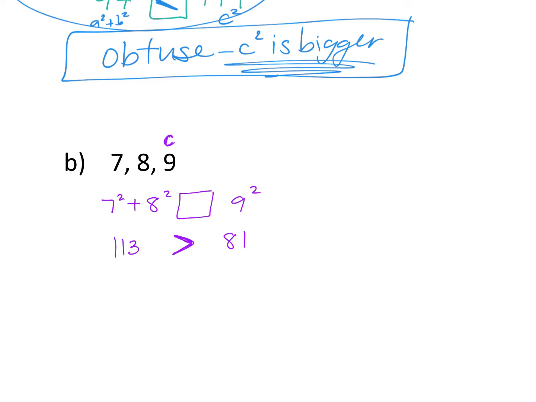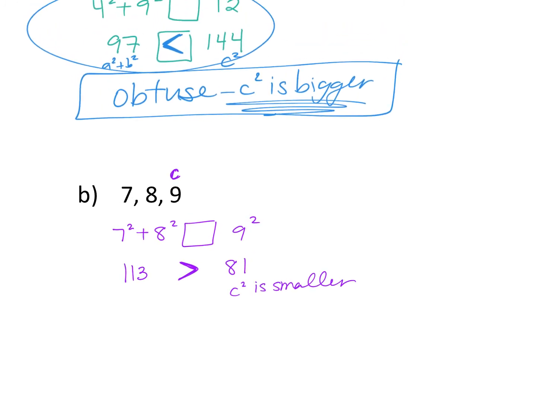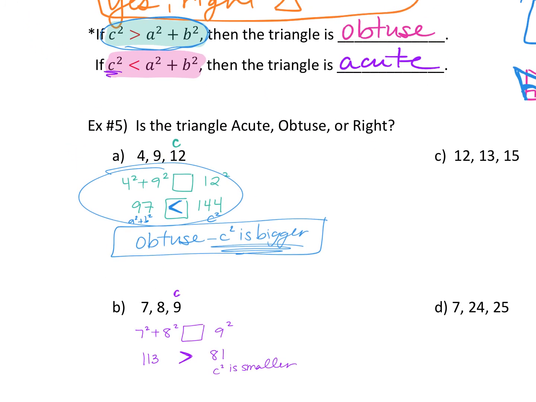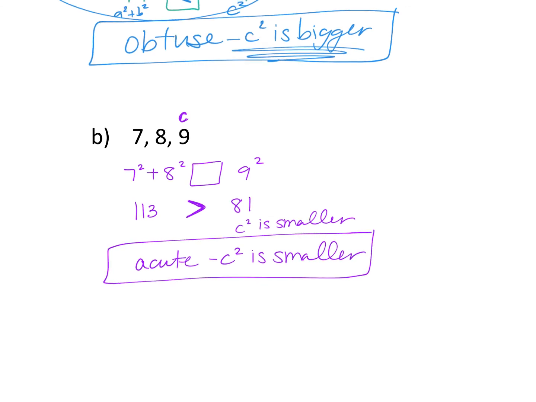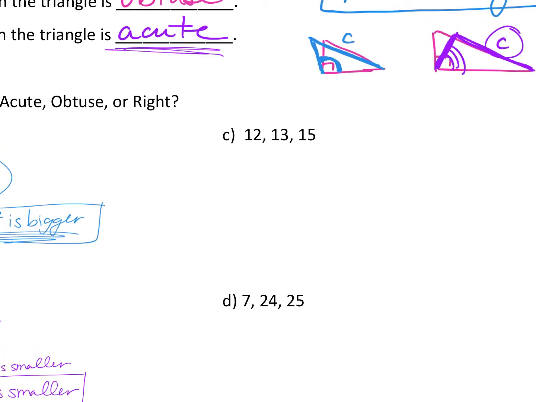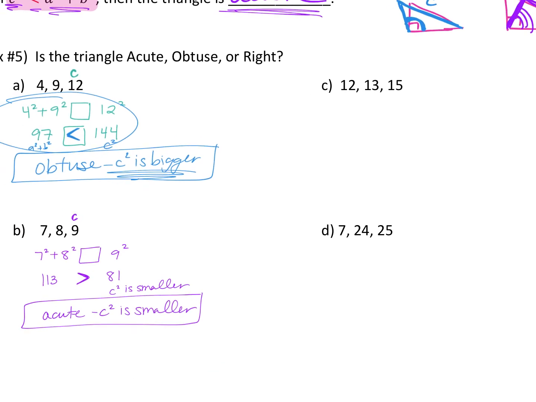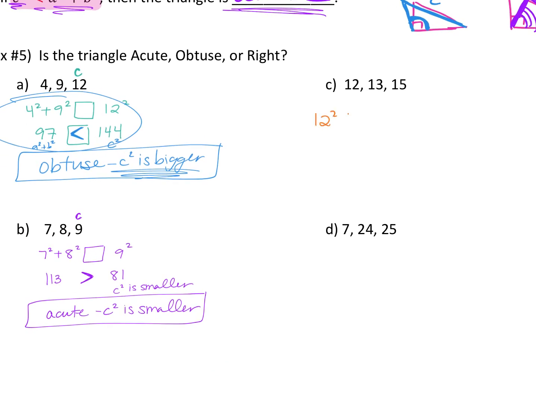113 is bigger than 81. That means C squared is the smaller. And again, if you go back up, when C squared is smaller than A squared plus B squared, that is an acute triangle. So we would say this one is acute because your C squared is smaller. Okay, letter C here. If we plug that into the Pythagorean theorem, we get 12 squared plus 13 squared somehow relates to 15 squared. Any guesses what this one will be?